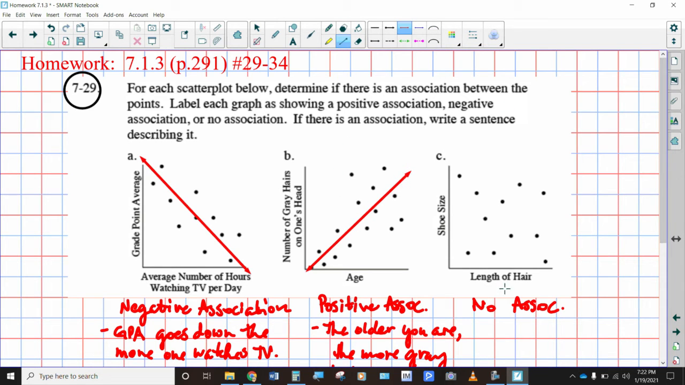And then the length of your hair and your shoe size has nothing to do with each other. You can cut your hair short and have monstrous feet, or you could have super long hair and have really big feet. It doesn't make any difference. There's no association.